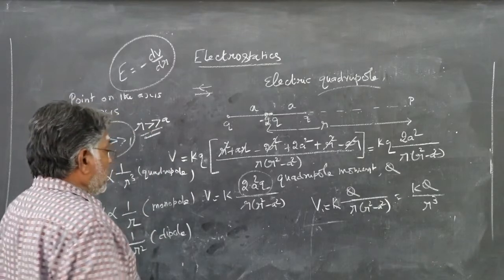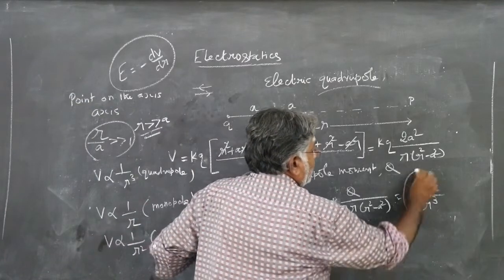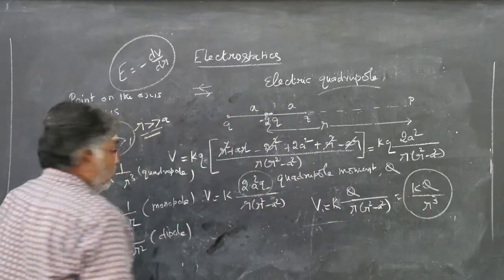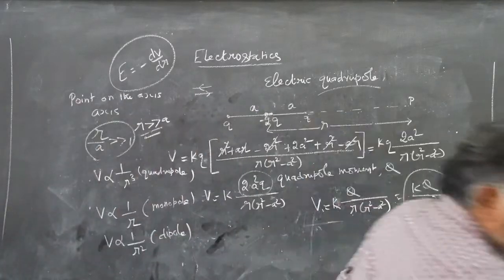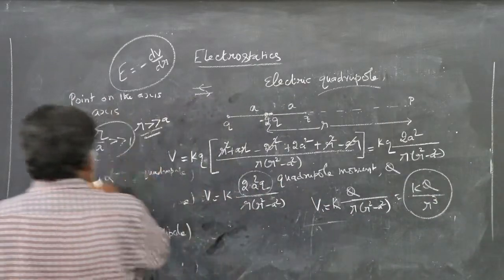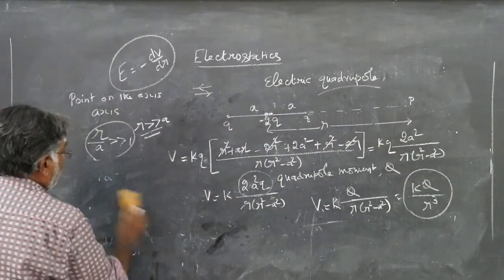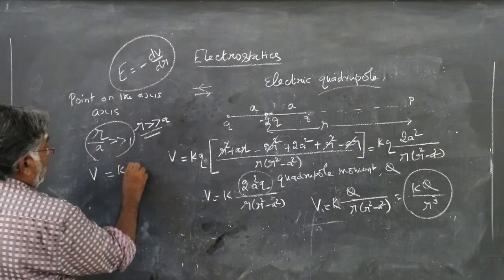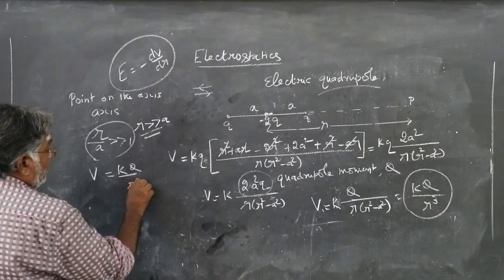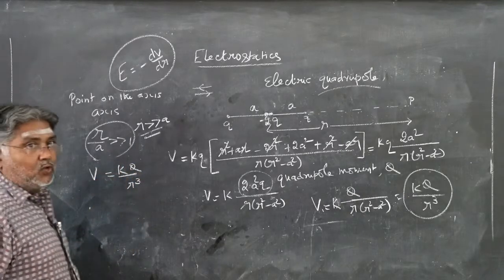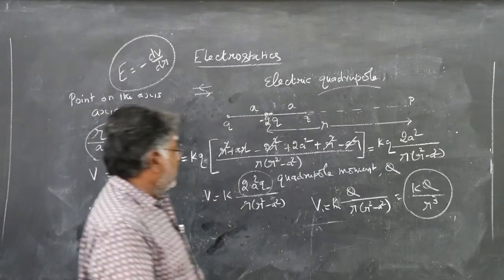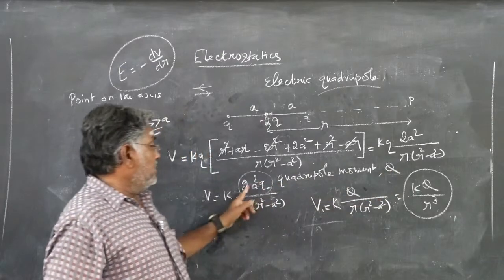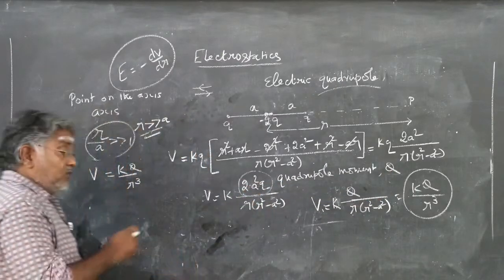So what we have to essentially do is find minus dV by dr of this expression. So what we can now do is this. V for a distant point is kQ by r cube. Note that this Q is not charge, this Q is the quadrupole moment. Already it is given there, 2a squared q is capital Q. This is the quadrupole moment, so don't get confused.